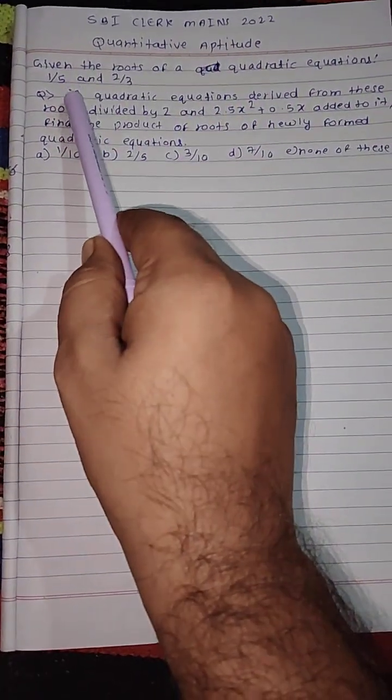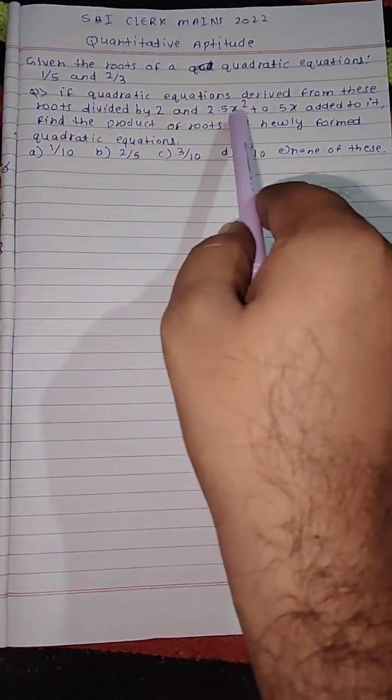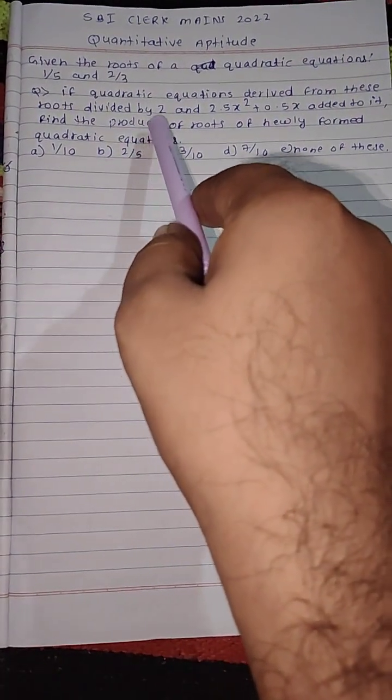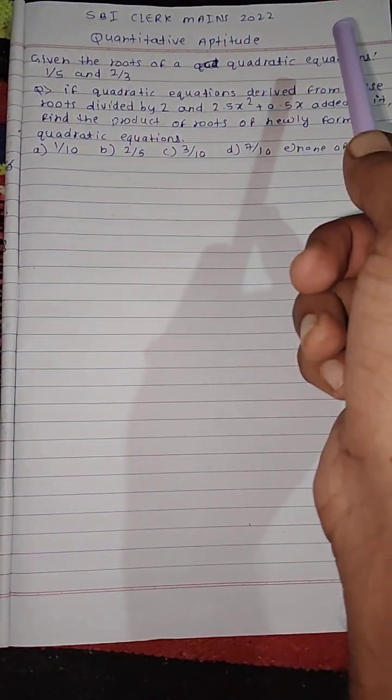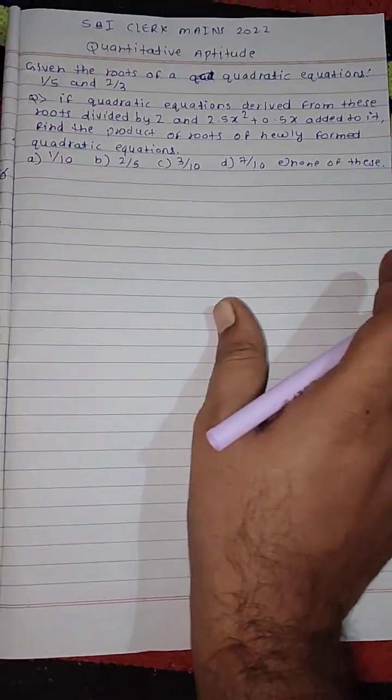So basically they have given two roots. By using them we need to find the quadratic equation, and after finding it we need to divide by 2 and add these terms to that equation. After that we need to find the product of roots of the newly formed quadratic equation. I will solve it step by step, and first I will explain one thing.